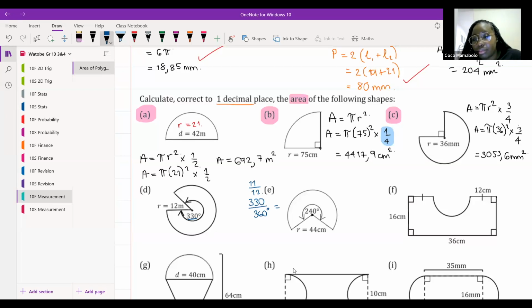Okay, correct. It's 11/12. So we're going to go ahead and calculate for the area, but this time we're going to take the area and we're going to multiply it by 11/12.